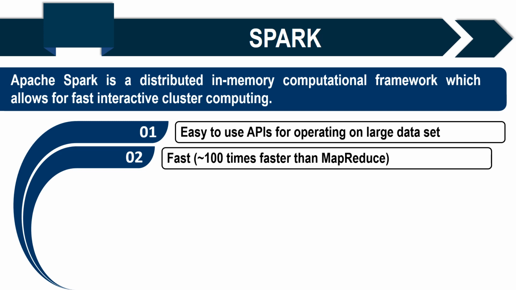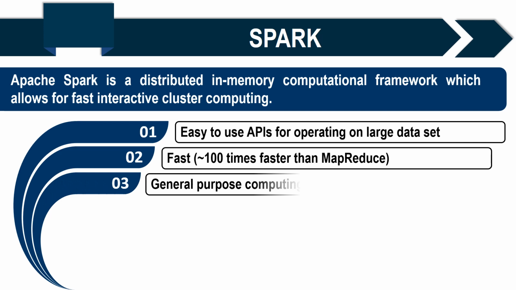And this is attributed to the in-memory processing of data. It is also general purpose computing. So you can perform many capabilities in Spark. You can process big data that includes streaming data, different varieties of data, as well as apply machine learning algorithms in Spark. It has a set of pre-built libraries which can be called from the program, and you get the results out of those machine learning models.